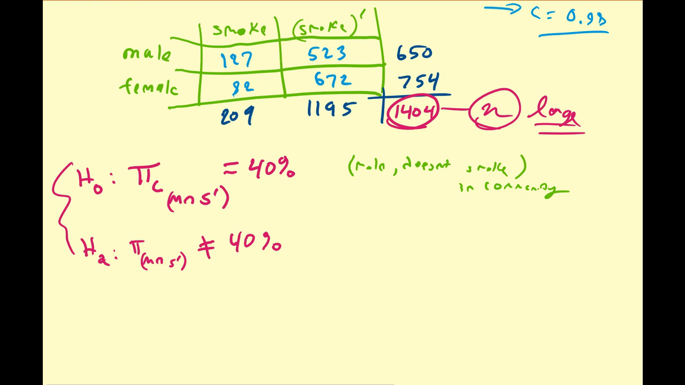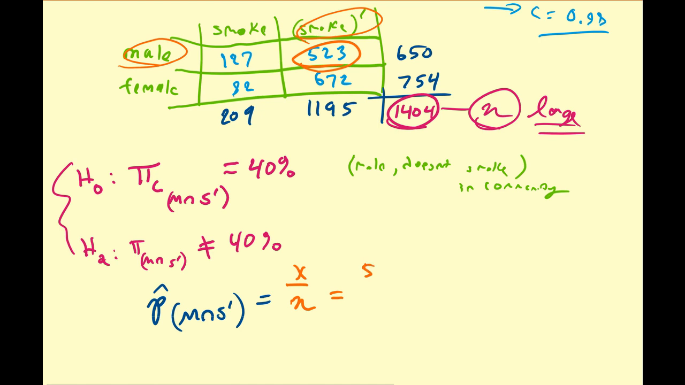All right, so what is the sample proportion that we're interested in? So we're interested in males and those who do not smoke. So the proportion associated to that is equal to what? According to this table, the males are in row 1, the non-smokers in column 2. So 523 is going to be the value of interest. So this is going to be x over n. So this is going to be equal to 523 divided by 1404. And if you divide that out, you're going to get something approximately equal to 0.373.